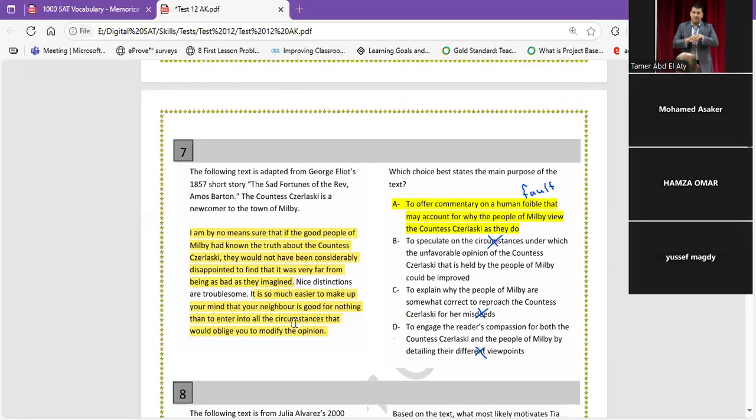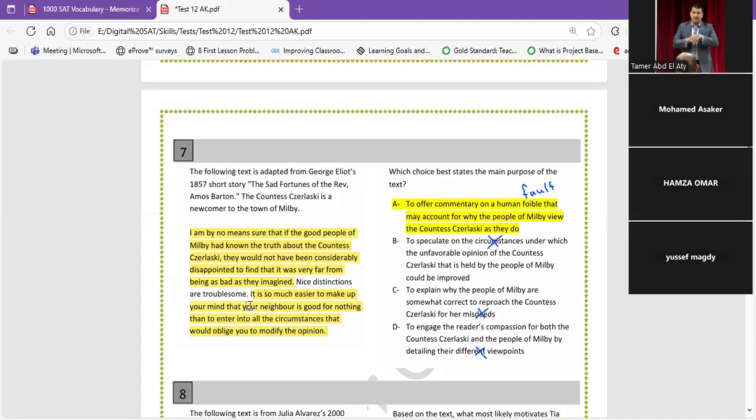Number 7, we are still in domain 2. He said here, again, the main purpose, and we know what we're going to do. What about this? Forget about the introduction.